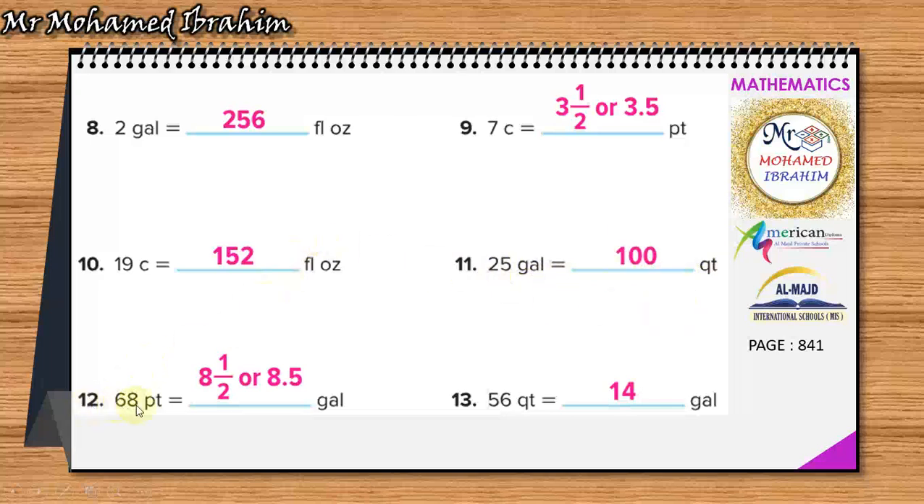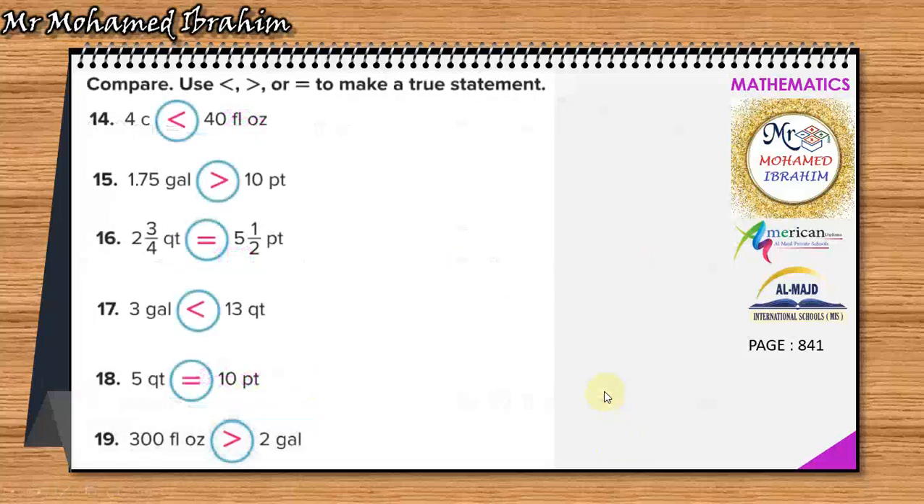Now think by yourself at number 12 and 13. And also here at number 14, 15, 16, 17, 18, 19. All you have to do is just think, and you will use greater than, smaller than, or equal.